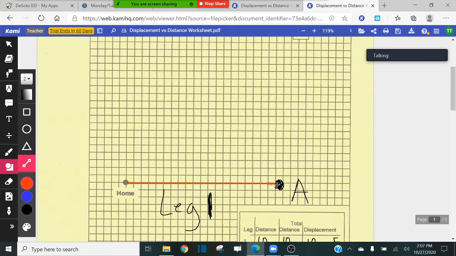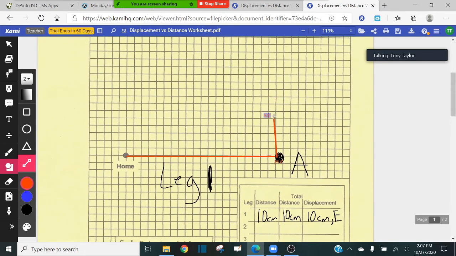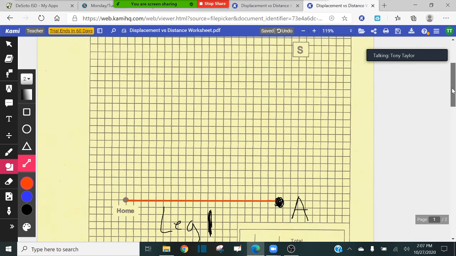So 1, 2, 3, 4, 5, 6, 7, 8, 9, 10, 11, 12, 13, 14, 15, and 16, 17, 18, 19. Oh, crap. I lost count. I'm sorry, guys. I didn't mean to do that. Okay, let's do this again.